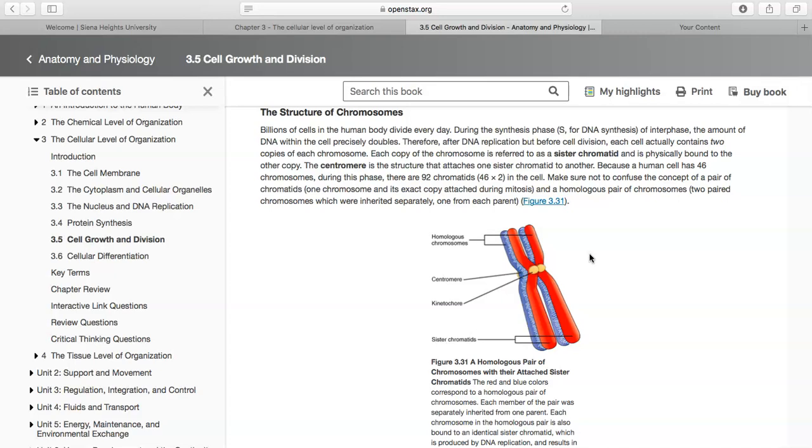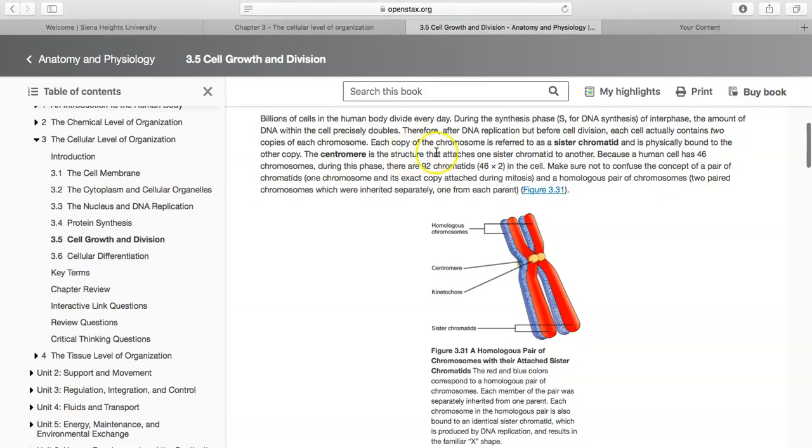During that S phase, when the chromosomes are condensed, if you remember, when they're not condensed, they're called chromatin, and then they condense into these structures that you're more familiar with, and they're called chromosomes. But during that S phase, they have to copy the amount of DNA, which will double. So you go from one and you double it, that's two. So after that S phase, each cell will actually contain two copies of each chromosome.